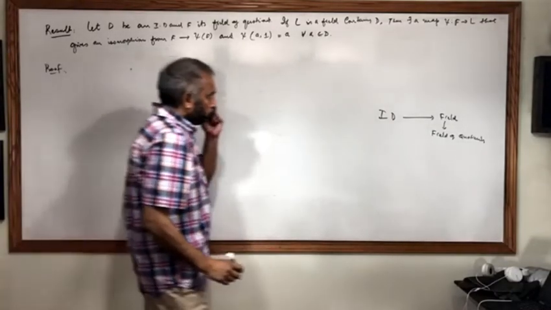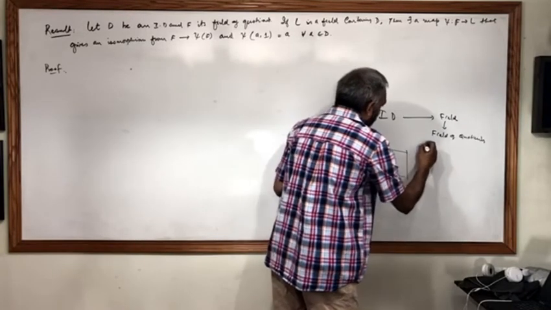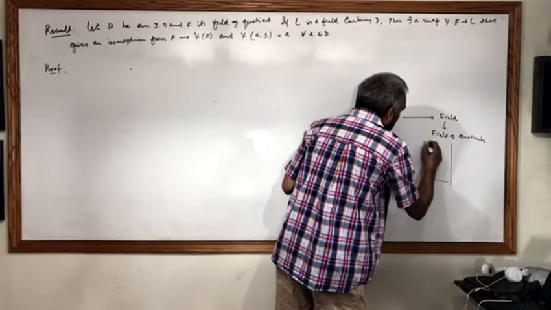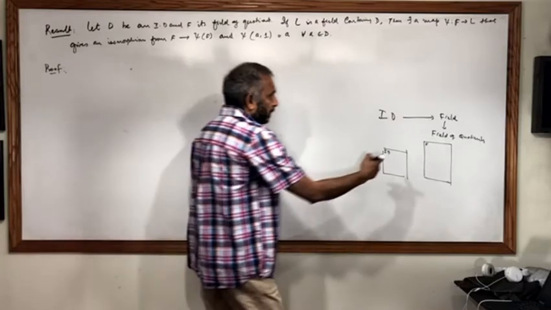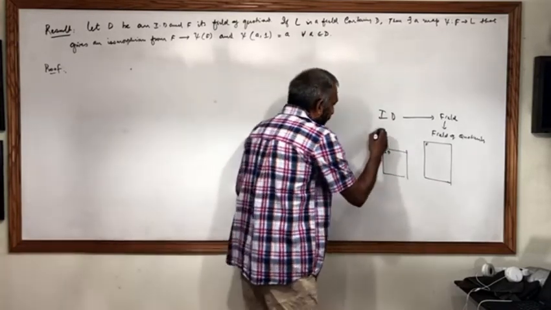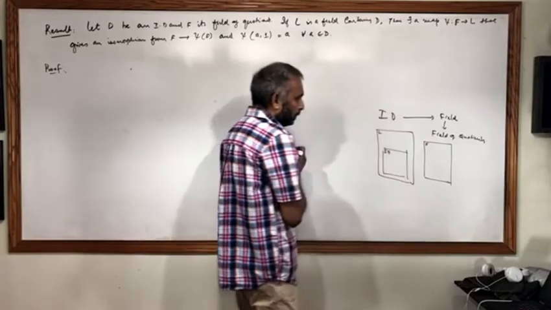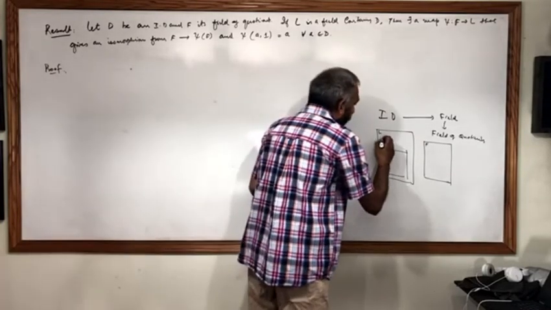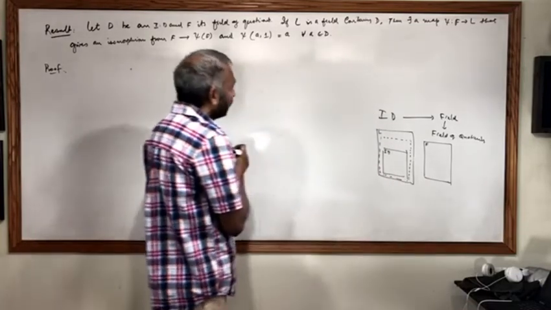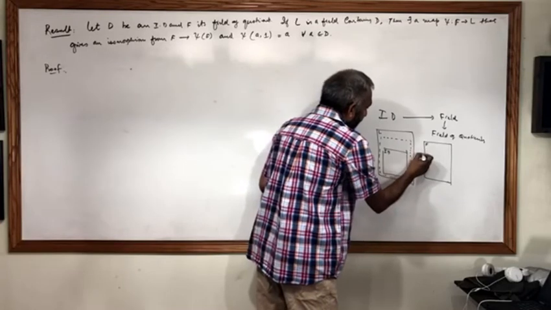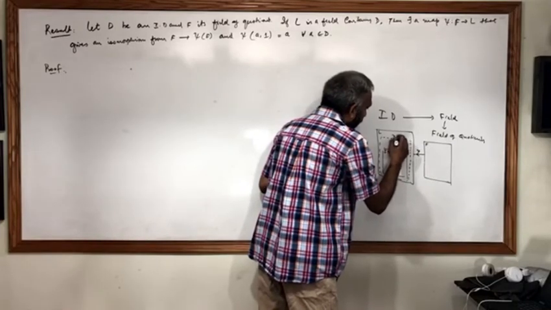What it says is, we have an integral domain and we have a field of quotients of this integral domain. If at all we have a field that contains this, and that is L, then we can find a subfield of this such that there exists an isomorphism from F to this subfield. This is actually psi of F.